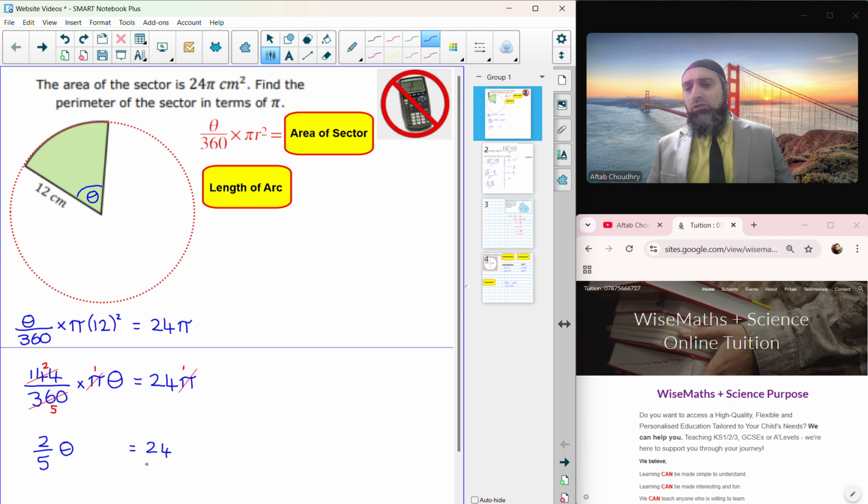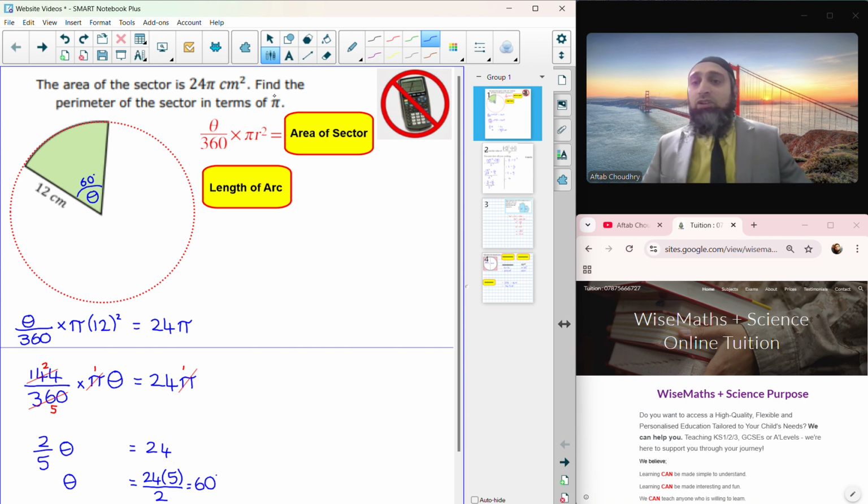Now we're going to try to work out what theta is. Theta is equal to, doing the opposite, divide by 5 becomes times by 5, so 24 multiplied by 5, which will give you 120, and then we need to divide it by 2. 120 divided by 2 gives you 60 degrees. So we now know that theta over here is equal to 60 degrees. Now we'll place that over here.